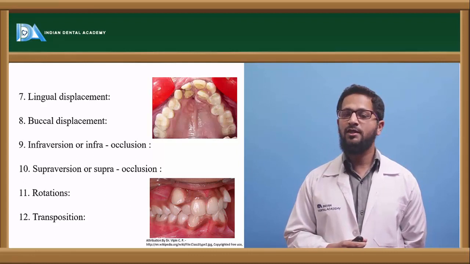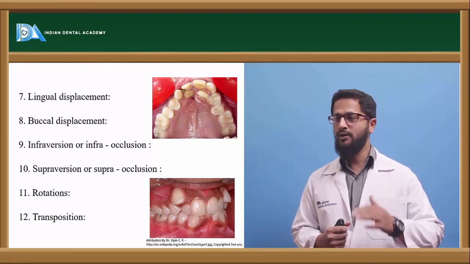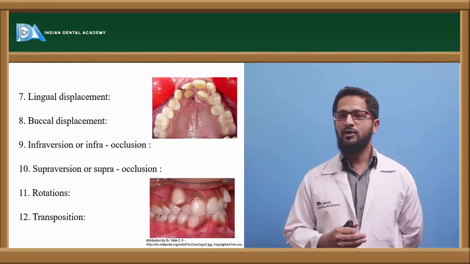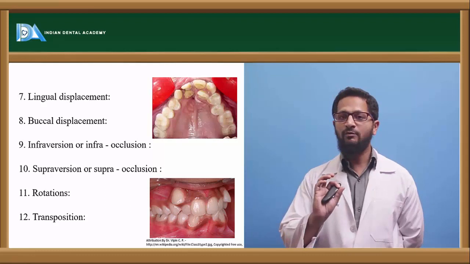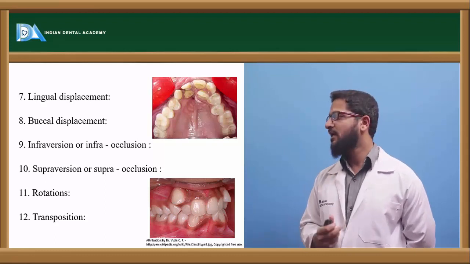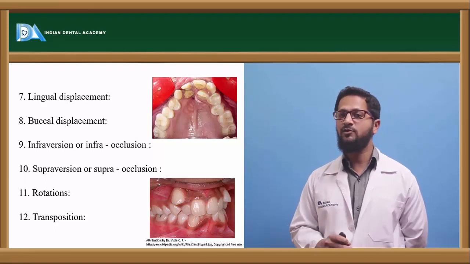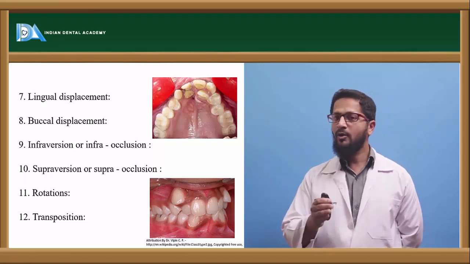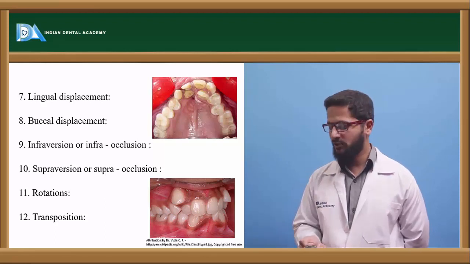Infraversion or infra-occlusion is nothing but the tooth is not present in proper occlusion with the opposite tooth, but it is infra-occluded. Supraversion or supra-occlusion is nothing but supra-eruption of a particular tooth. Rotation is nothing but rotation of a particular tooth around its axis. And transposition is a condition wherein two teeth exchange their positions. These are all about intra-arch malocclusion only, that means malocclusion which occurs within a single or same arch.